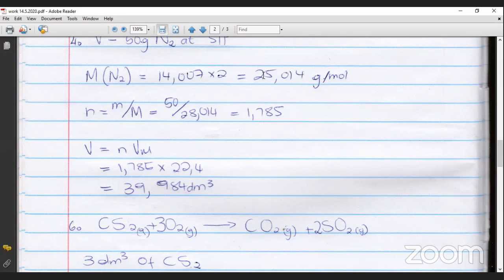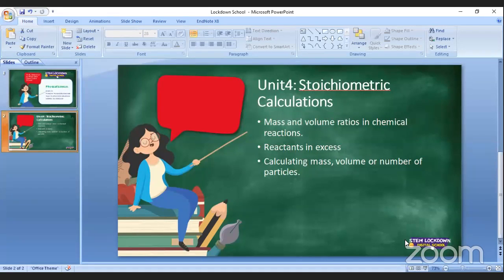Okay, then we are going to continue with what we had planned for today. So today we are doing unit 4, stoichiometric calculations. What we're going to do today, we're going to learn about the mass and volume ratios in chemical reactions. Number 2, we're going to look at the reactants in excess. And number 3, we're going to be doing calculating mass, volume, or number of particles.